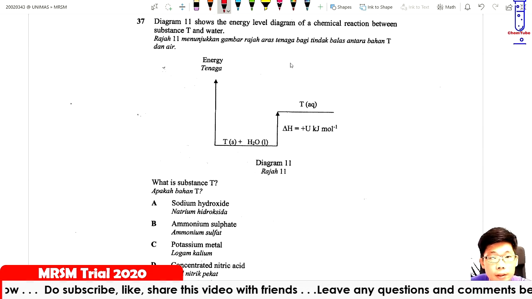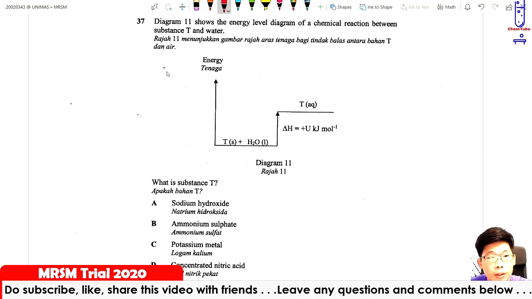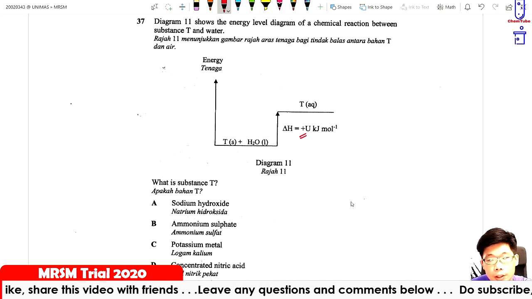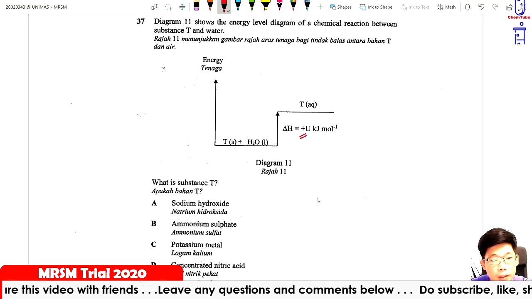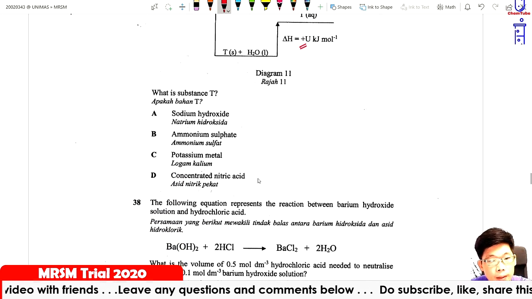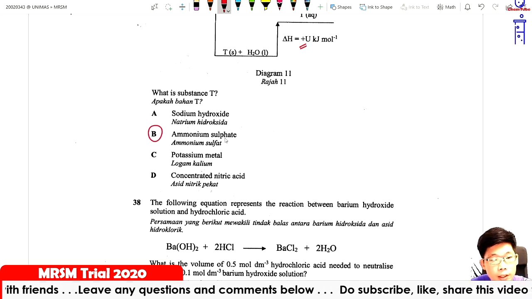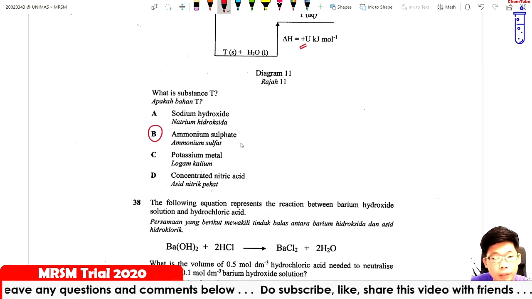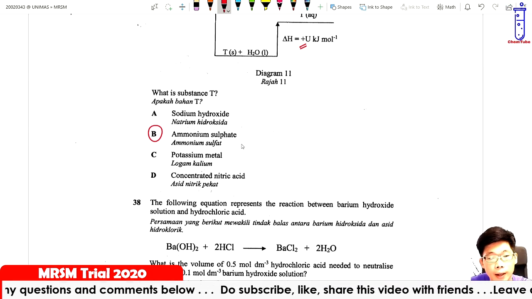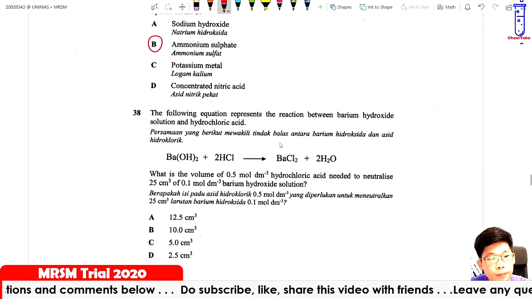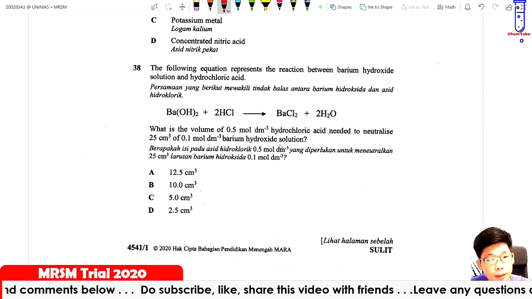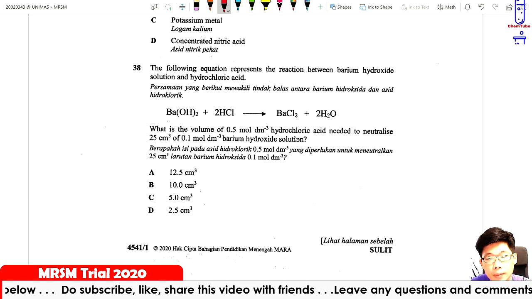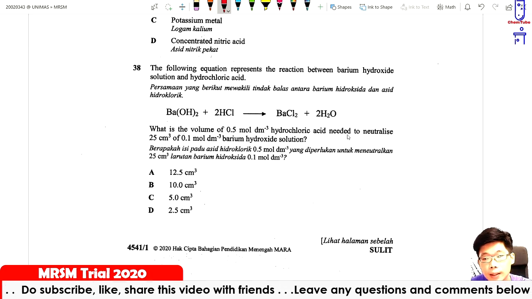Okay, 37. Energy level diagrams for a reaction between the substance T and water. You can see this is an endothermic reaction, no? So what is the substance T? Like the previous question, ammonium salts such as ammonium sulfate, ammonium chloride, ammonium nitrate dissolve in water in an endothermic reaction.